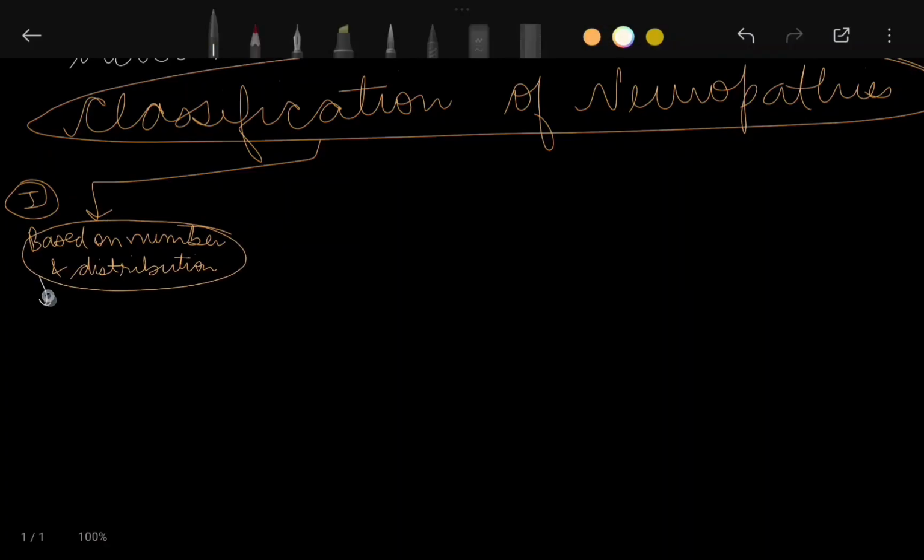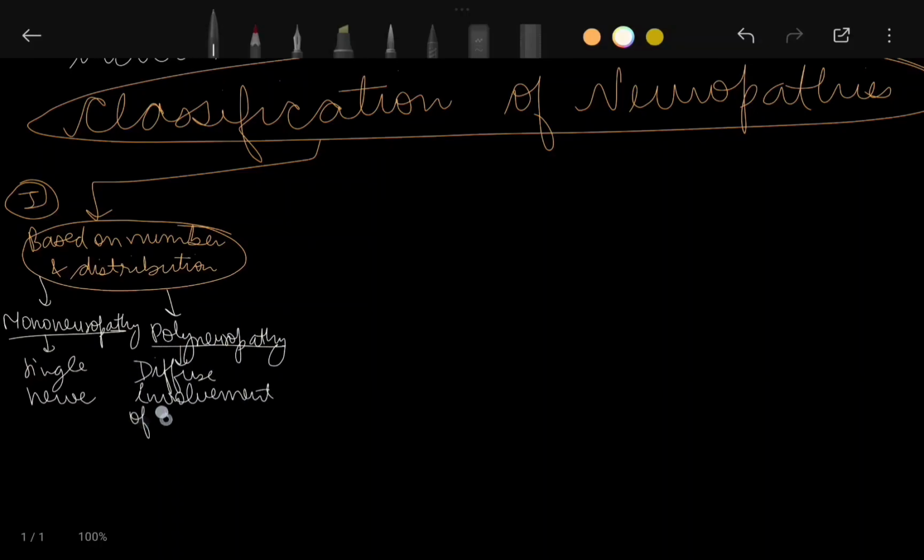Based on number and distribution, neuropathies can be mononeuropathy, involving a single nerve; polyneuropathy; or mononeuritis multiplex. In polyneuropathy, there is diffuse involvement of all or multiple nerves. Examples are diabetes mellitus, Guillain-Barré syndrome, and chronic inflammatory demyelinating polyneuropathy (CIDP). Polyneuropathy is the most common type.